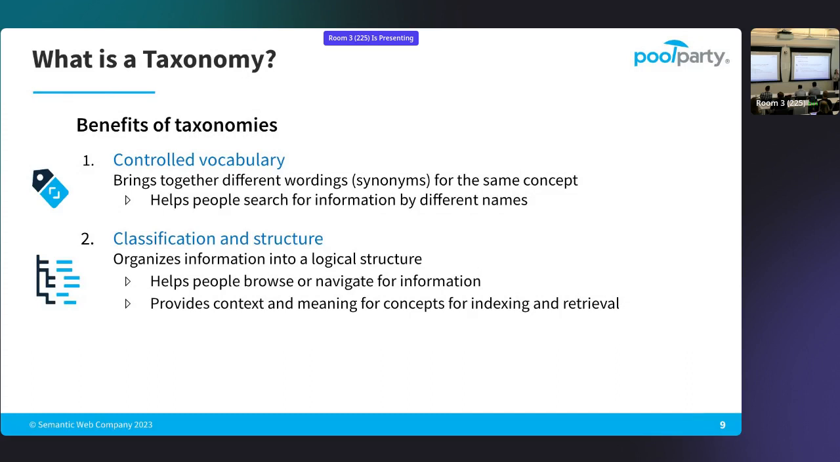And then the classification structure organizes information into a logical structure, and it helps users, as you can see, browse if they're not even sure exactly how to call something. And it also provides context at the back end for the tagging or indexing, whether it's done automated or manual.